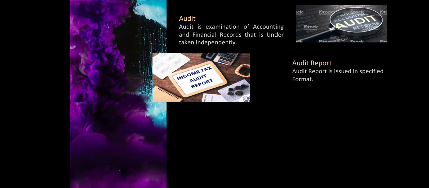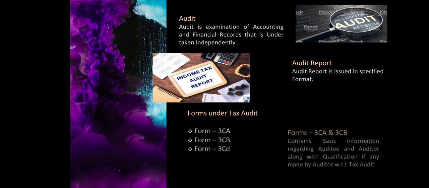Under income tax, the audit report is prepared in a specified format, as Form 3CA, Form 3CB and Form 3CD. Form 3CA is for company assessees, Form 3CB is for assessees other than companies. Under Form 3CA and Form 3CB, basic information regarding the auditor and auditee is mentioned, along with the qualifications, if any, made by the auditor with respect to the tax audit.